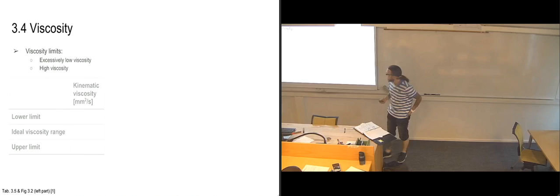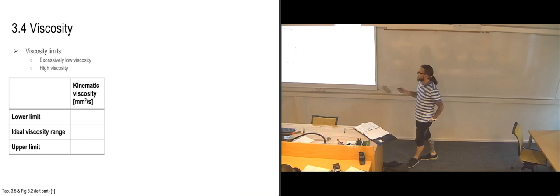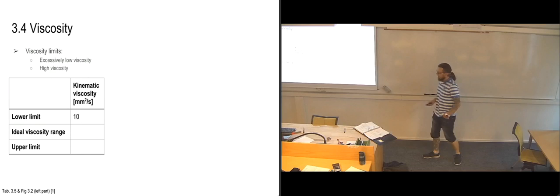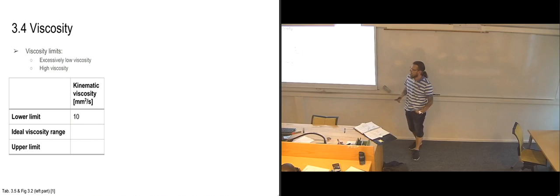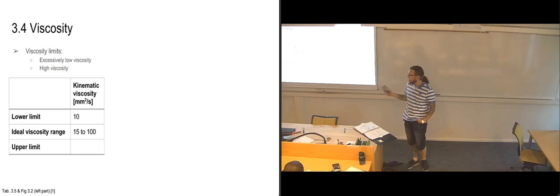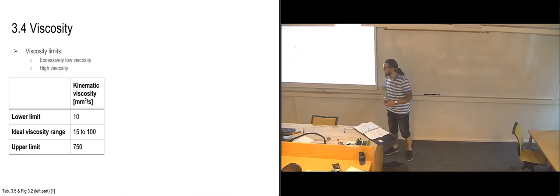So we're going to look a bit at kinematic viscosity ranges. So we have a lower limit. We would like to be above 10 square millimeters per second. That's a nice place to be in the kinematic viscosity. Fairly close to the lower limit, but still above it. So ideally, we would be from 15 to 100 in the kinematic viscosity. And the upper limit, that's then we're talking 750-ish. Then it's really, really syrupy stuff you're looking at.